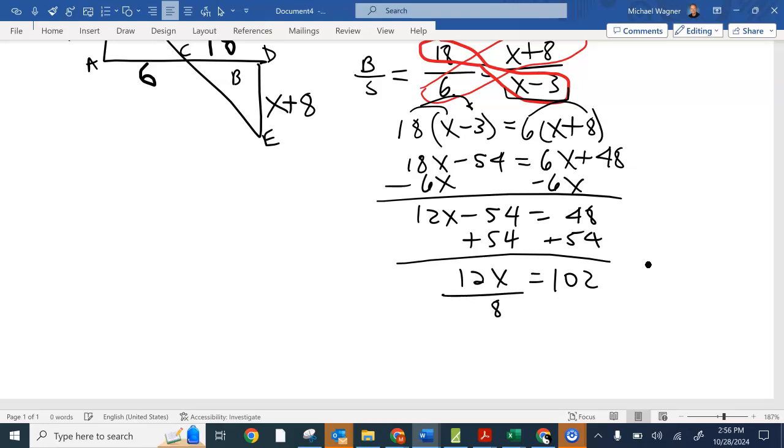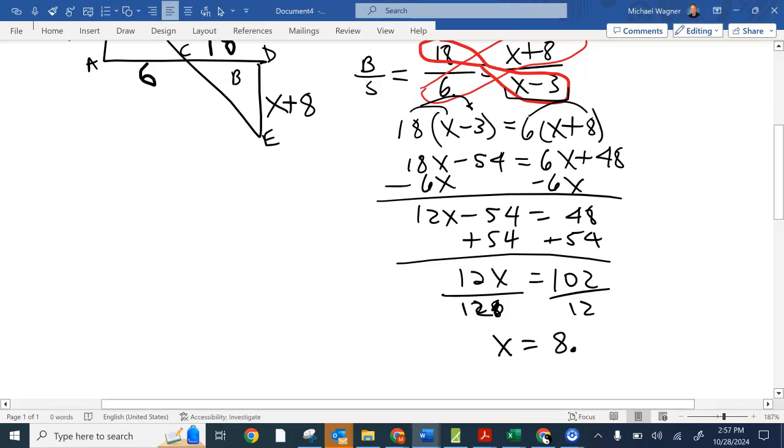Then divide both sides by, oops, my bad. I already know the answer, don't I? By 12. And what do you get? You get x is equal to, okay, I got 8.5. That's a decimal, but that's okay. I tried to make it a whole number, but it looks like this is a decimal.